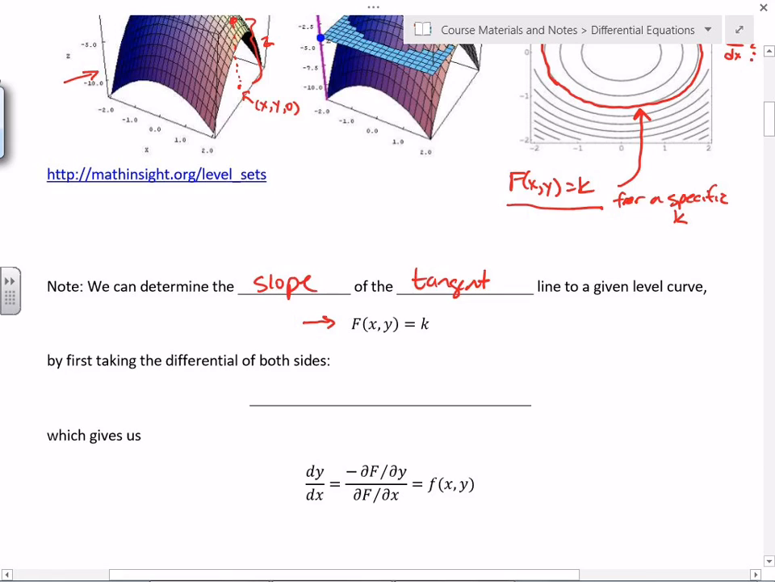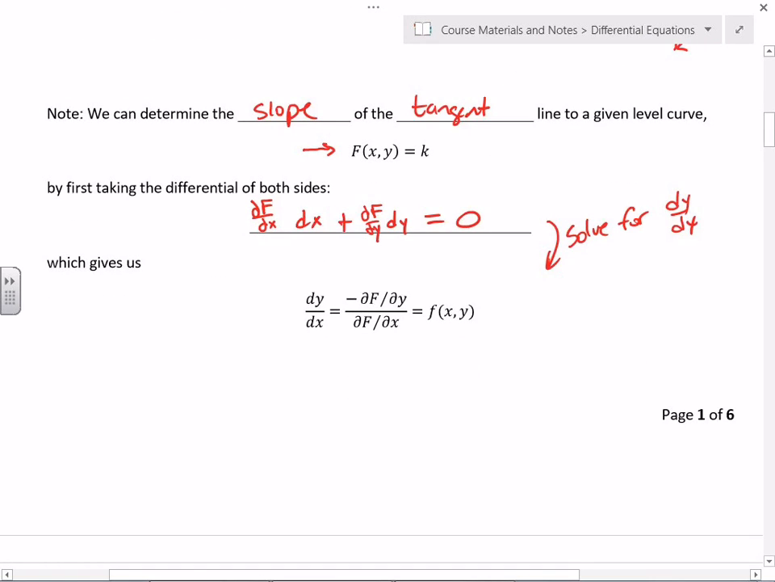But you can also think of it in terms of differentials, because that becomes f sub x dx plus f sub y dy equals 0. Oh, I'm mixing my notation here. Sorry, I've been using the Leibniz, so I'm going to stick with the Leibniz: partial cap F with respect to x, partial cap F with respect to y. Solve for dy dx. So you get this when you solve, right?